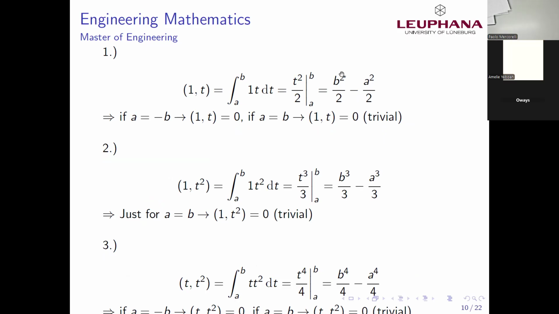High school mathematics, I don't know if you remember. A little bit. In this case, we have 0 if A equals minus B, but also if A equals B. Now, if A equals B, this is trivial, because I annihilate the integral, but A equals minus B makes sense. This means I have to consider a symmetric interval to obtain the orthogonality between these two functions.